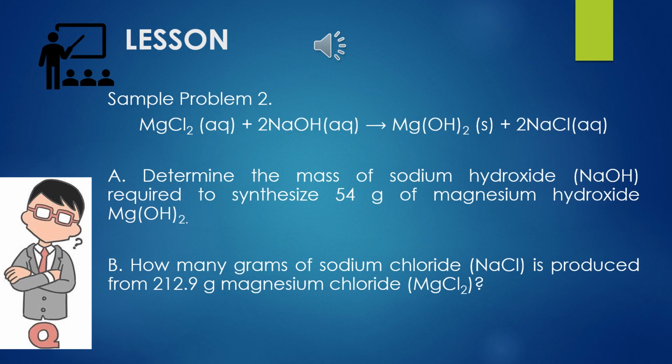So we have magnesium chloride reacting with 2 moles of sodium hydroxide, producing magnesium hydroxide and 2 moles of sodium chloride. For letter A, determine the mass of sodium hydroxide required to synthesize 54 grams of magnesium hydroxide. Letter B, how many grams of sodium chloride is produced from 212.9 grams magnesium chloride?